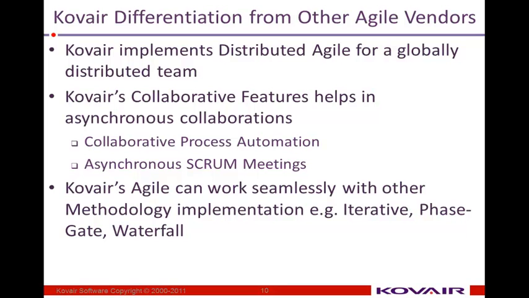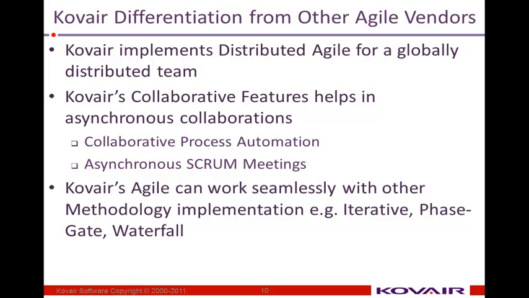This is another very important point. What we have seen is that many organizations start with Agile methodology implementation, but over time they would like to extend it to include many additional features or additional methodologies which go beyond the Agile methodology. Kovair being a platform to implement multiple different methodologies, including the traditional ones like iterative or waterfall or phase gate, etc., you can actually have within the same project Agile as well as some of the components of the traditional methodologies present, not only present, interacting with each other.